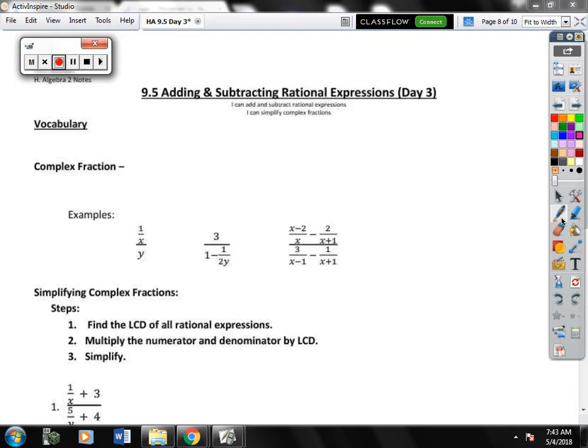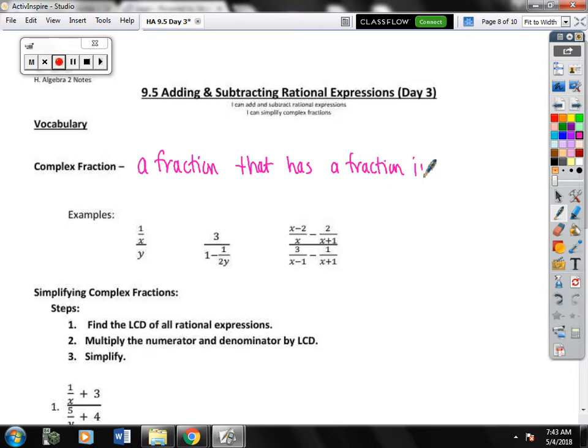All right, so a complex fraction is just a fraction that has fractions in it. So a fraction that has a fraction in the numerator or denominator. So multiple fraction bars, basically.